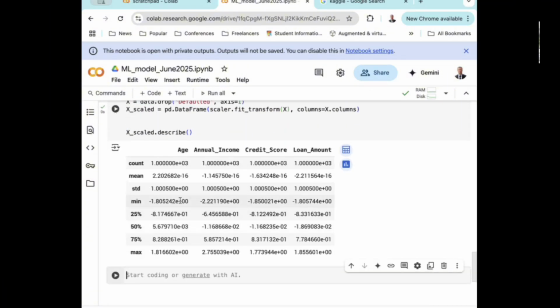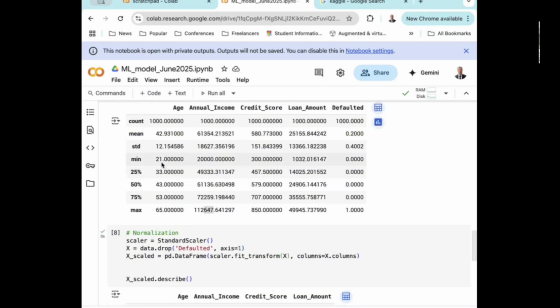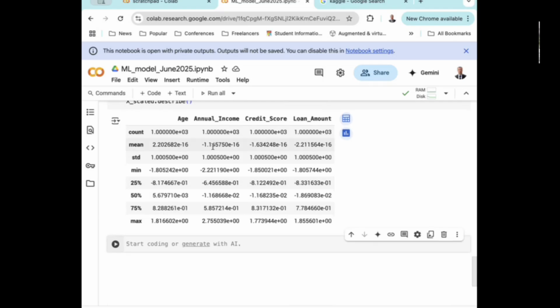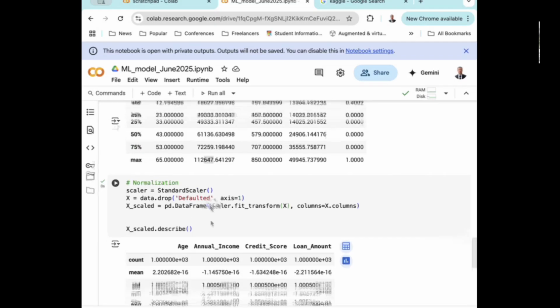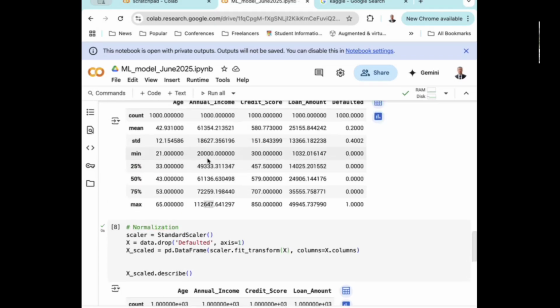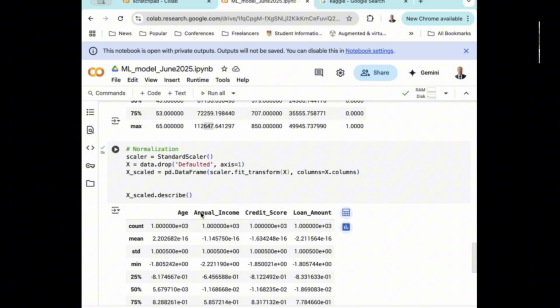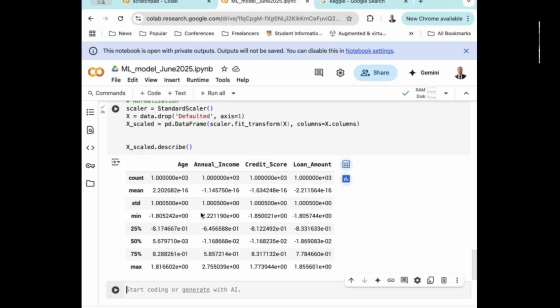All right, so you can see now age minimum is -1.8, maximum is 1.8. Earlier, it was from 21 to 65. You can see the range. Annual income, minimum now is -2.2, maximum 2.7. Earlier, it was 20,000 to 112K. So we are scaling it into a smaller scale.